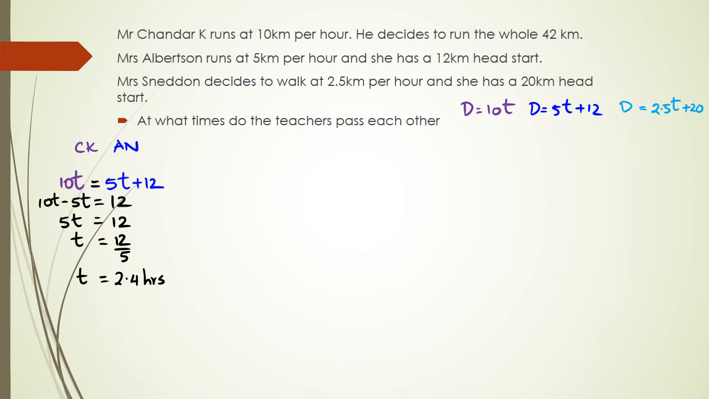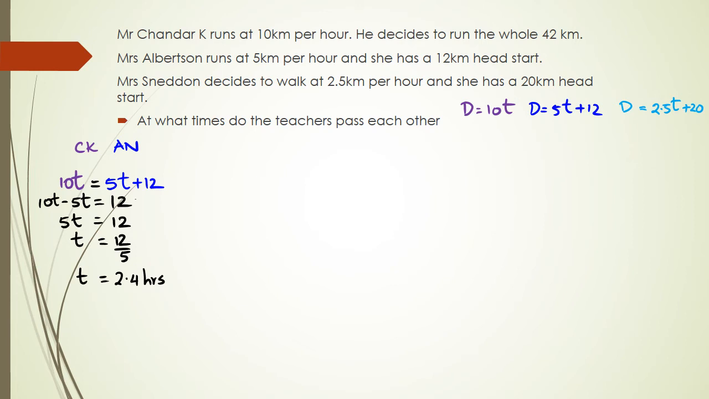2.4 hours. But in this question, we're only asking for times, but sometimes you could also be asking for at what distance they pass each other. So to work that out, I can just, because they meet at 2.4 hours, it doesn't matter which equation I put it in, I should get the same answer.